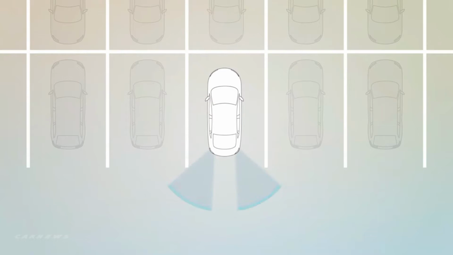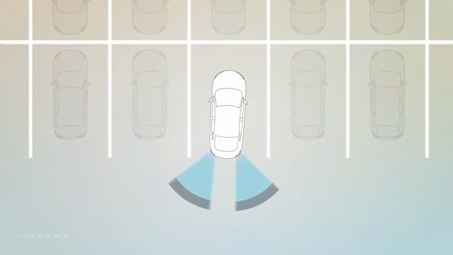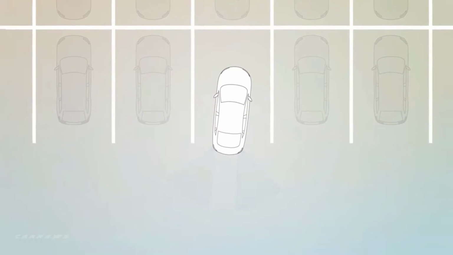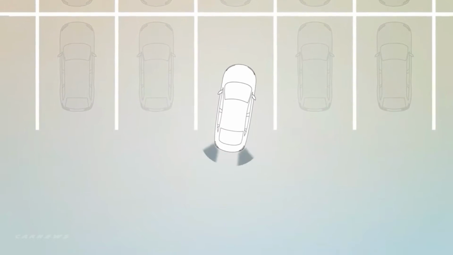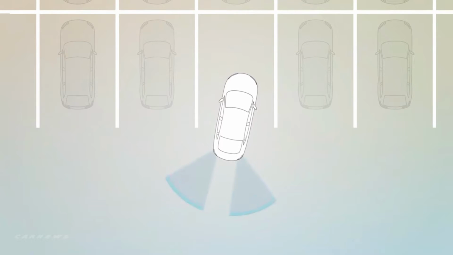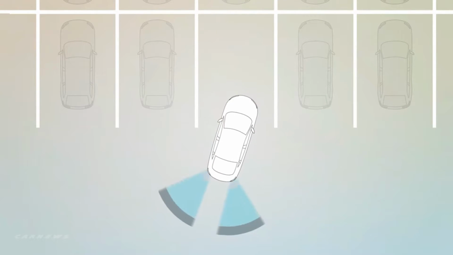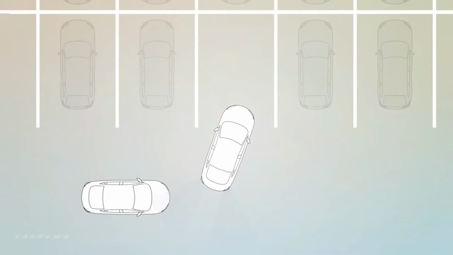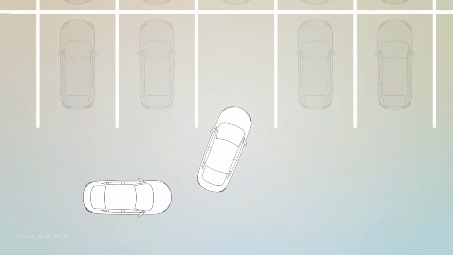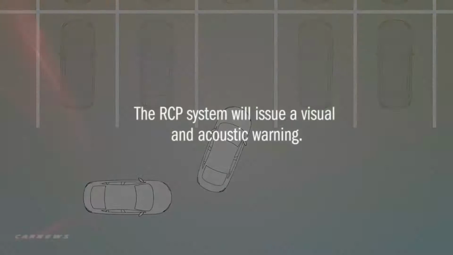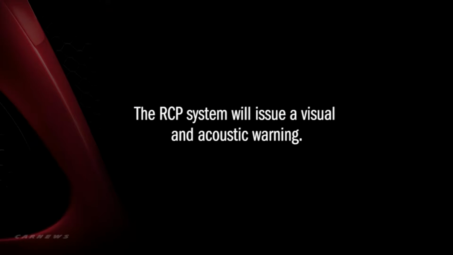The rear cross-path system uses blind spot monitoring in reverse to help you back up in parking lots or other reduced visibility situations. The RCP system monitors the rear detection areas on both sides of the vehicle. If an object moves toward you at a speed below 21 miles per hour or 35 kilometers per hour, the RCP system will issue a visual and acoustic warning.